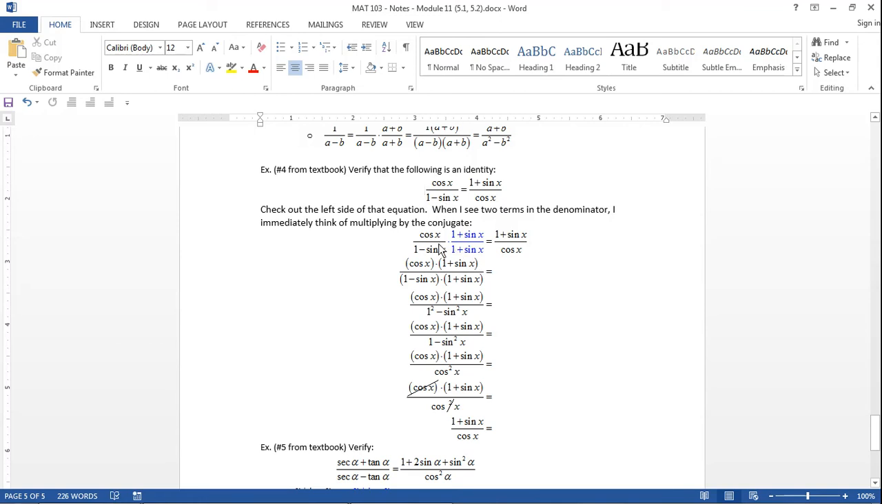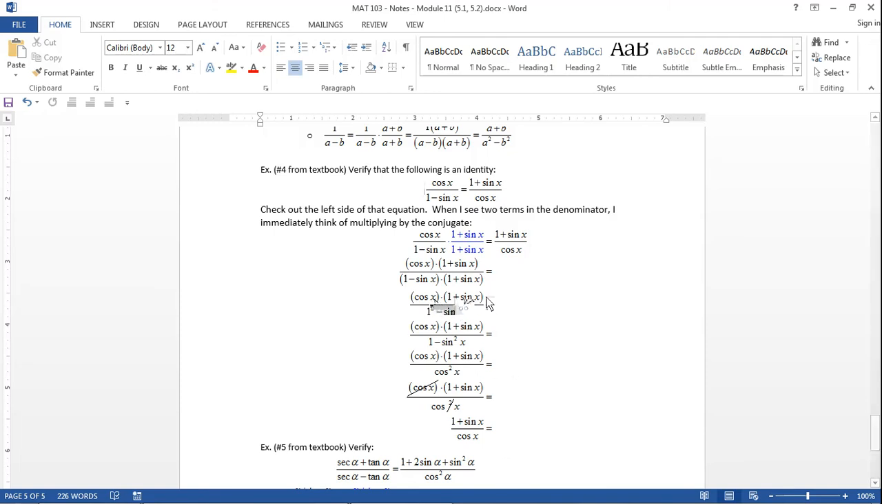Okay. So that's what I do. In the denominator, I've rewritten it with parentheses just to make it more clear. And in the denominator, I square my first term, I get 1 squared. I square my second term, I get sine squared. In the numerator, I didn't multiply that out.